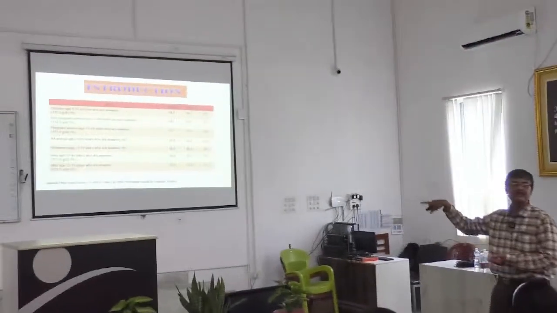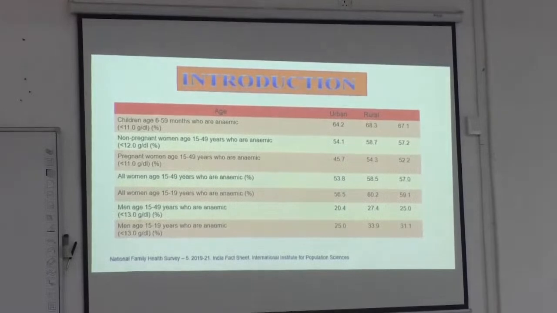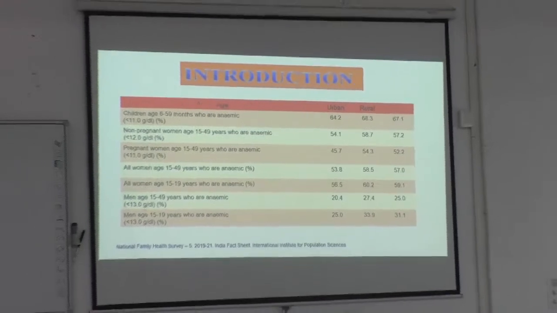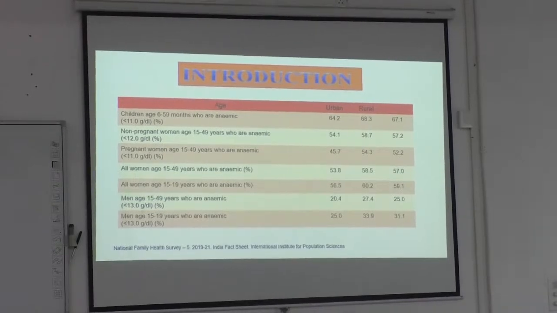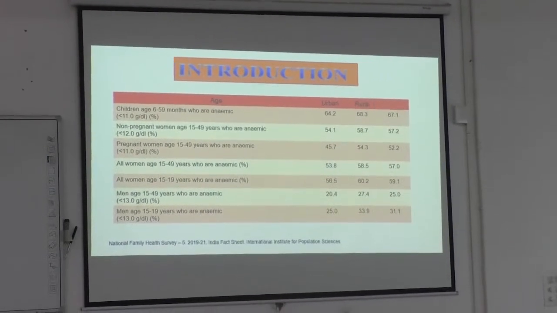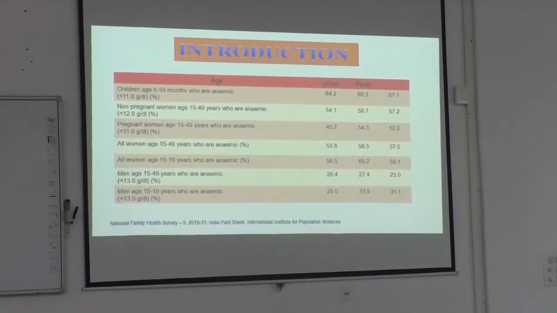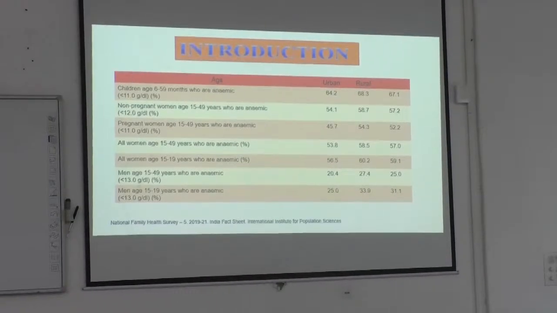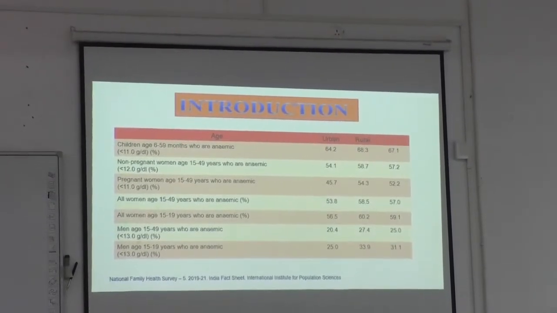In 6 to 59 months, on average 67% of children are anemic, and the picture is not very good in adolescents also, because I know adolescent data. In adolescents, meaning between 10 to 19 years, 31% of boys and 59.7%, take it around 60%, of girls in that age group are suffering from anemia. So, it is huge. So, we need to study because of this.